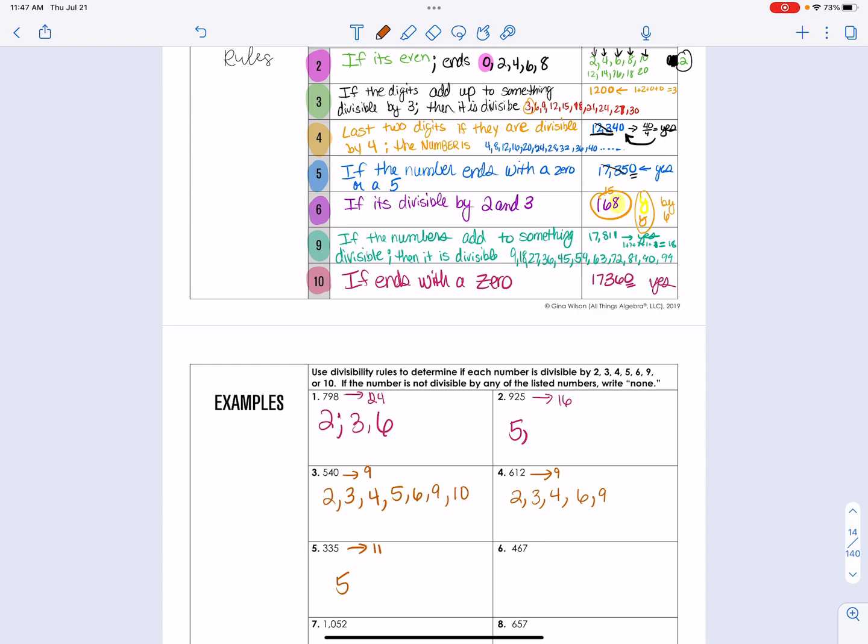Okay, 467. So on 467, it's not even. If I add them up, that's 10, that's 17, and 3 doesn't go into 17. If I look here, I know 64 and 68, so 67 doesn't work. It doesn't end with a 5. 2 and 3 don't go into it, so 6 doesn't. 9 doesn't go into 17, and it doesn't end in a 0, so this is a none.